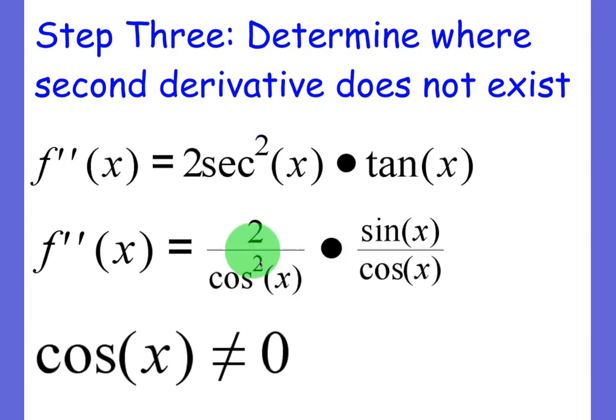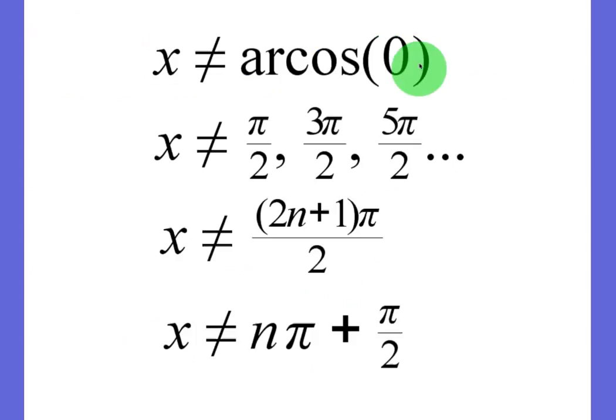secant is equal to 1 over cosine, so secant squared is equal to 1 over cosine squared. Tangent is equal to sine over cosine. So we want to figure out where this second derivative doesn't exist. It's going to be where cosine equals 0. The squared won't matter, because if you take the square root, you still get 0 back. So where does cosine equal 0 on the unit circle? So arc cosine of 0 would be at 90, 270, it'd be 90, 450, and so on. So pi over 2, 3 pi over 2, 5 pi over 2.